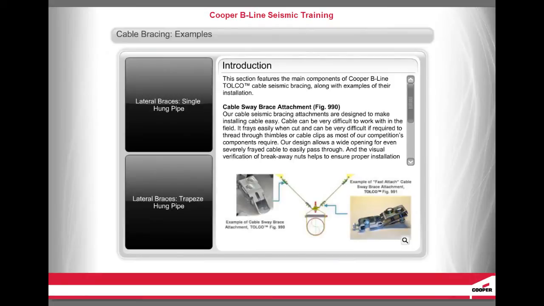This section features the main components of Cooper B-Line Tolco cable seismic bracing, along with examples of their installation. Cable sway brace attachment, Figure 990. Our cable seismic bracing attachments are designed to make installing cable easy. Cable can be very difficult to work with in the field. It frays easily when cut and can be very difficult if required to thread through thimbles or cable clips, as most of our competition's components require.